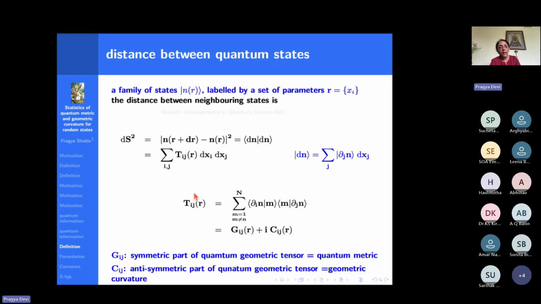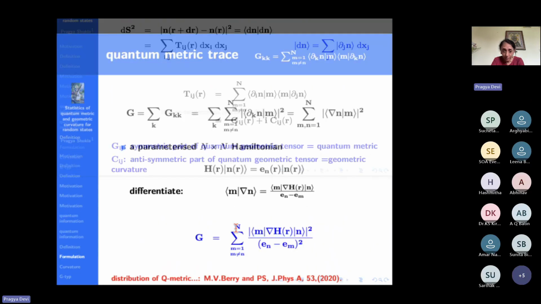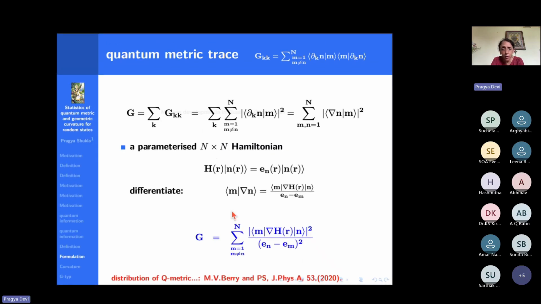As I said, I'll go back: Tij is a second rank tensor. It's a matrix, a non-Hermitian matrix, and Gij is a Hermitian matrix, and Cij is an anti-Hermitian matrix. Let me just use the same words, Hermitian and anti-Hermitian part. So this Gij is also a matrix, and Cij is also a matrix. Now I'm interested in considering the trace of this matrix because it can provide a lot more information.